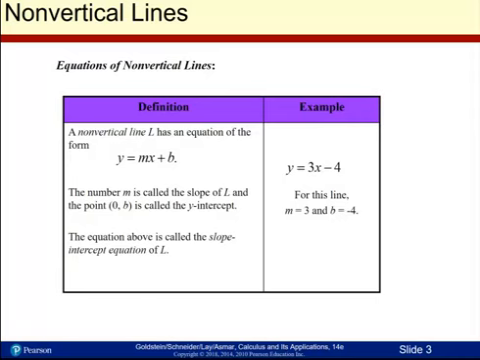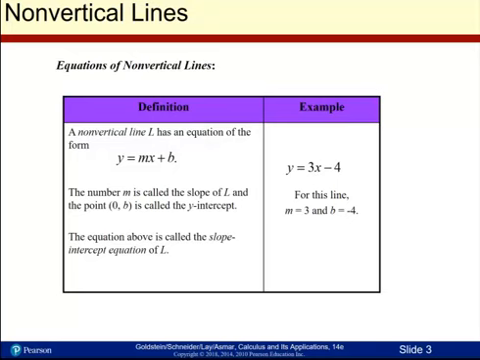If we look first at the equations of our non-vertical lines, we will see that a non-vertical line, we'll call it L, has an equation of the form y equals mx plus b. Now this number m is called the slope of L, and the point (0, b) is called the y-intercept. The equation y equals mx plus b is called the slope-intercept equation of our line L. An example of this would be y equals 3x minus 4. For this particular example, our slope m equals 3, and our y-intercept equals negative 4.